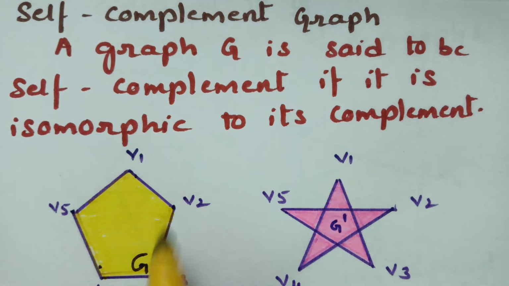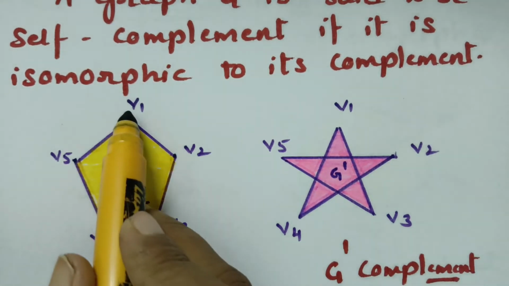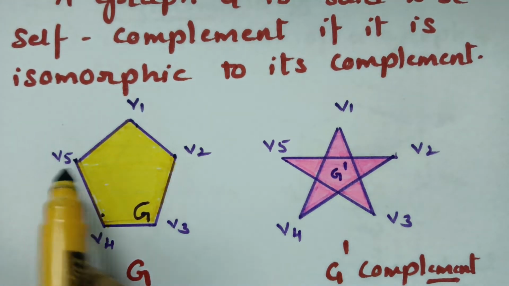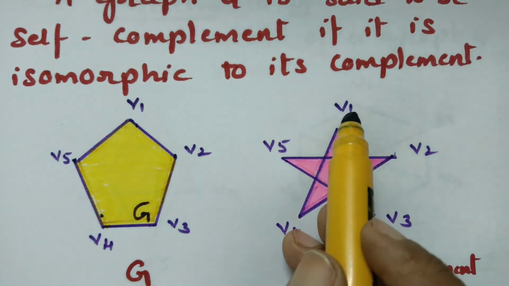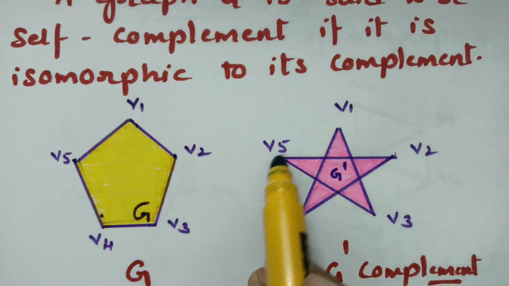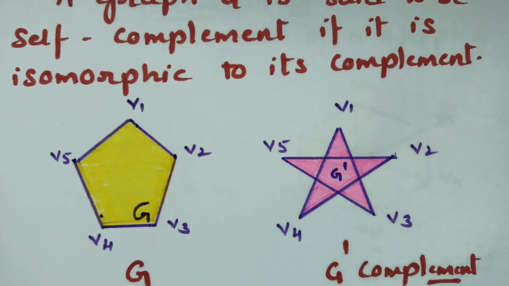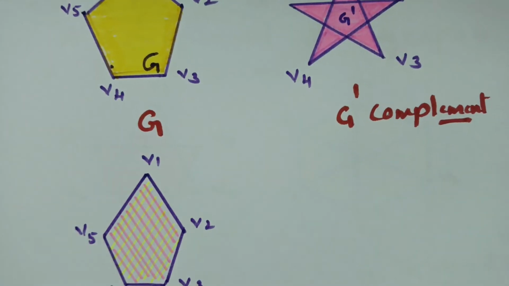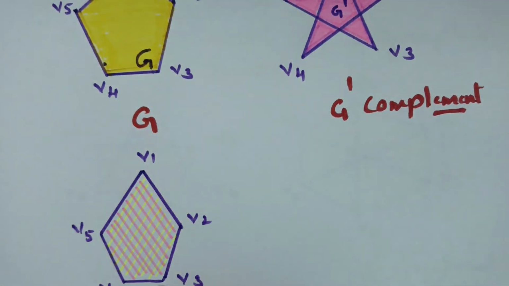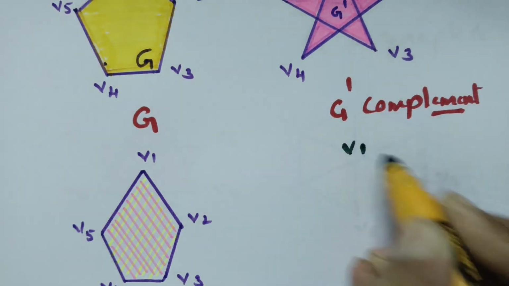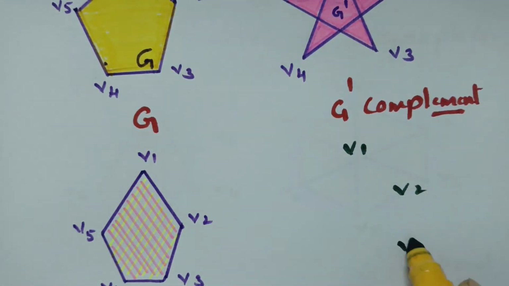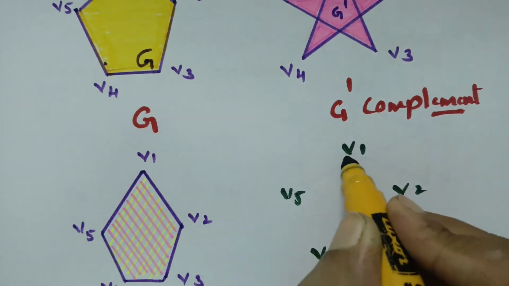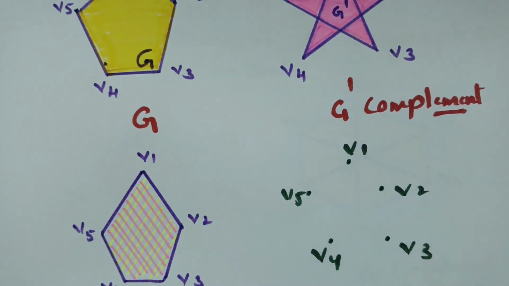And next one, see here, now these are the vertices V1, V2, V3, V4 and V5, and here also I am maintaining the same vertices V1, V2, V3, V4 and V5. And how to make this self complement, the same thing we have to maintain. I am maintaining V1, this is V2 and this is V3, this is V4 and this is V5. So these are the 5 vertices.